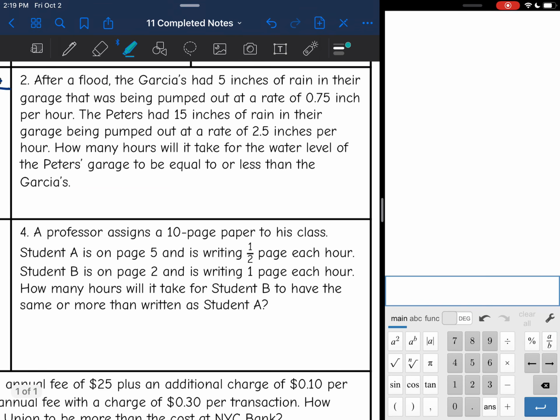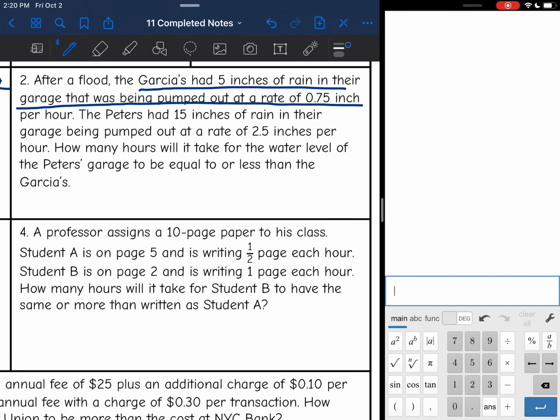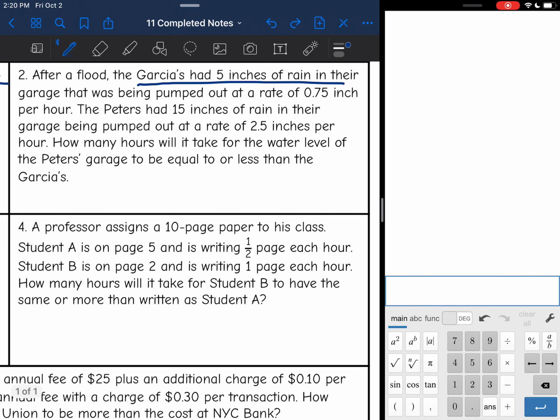All right, let's look at number 2. After a flood, the Garcias had 5 inches of rain in their garage that was being pumped out at a rate of 0.75 inch per hour. So they had 5 inches and it's being pumped out, so that is getting taken away, subtracting. 0.75 per hour. There's that word that means multiplication, or the x, so the x is going to go on the 0.75.